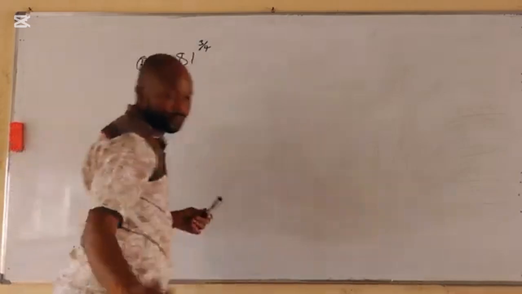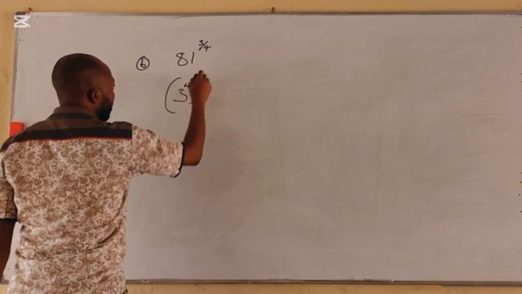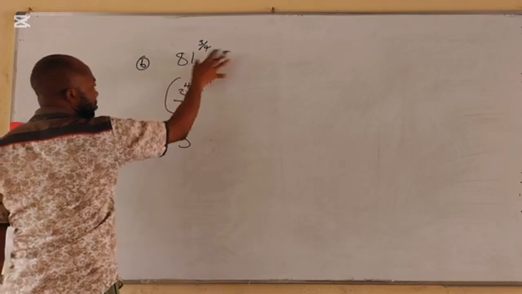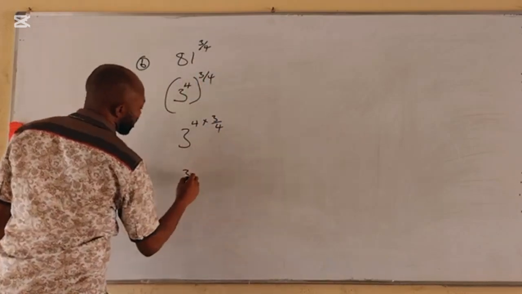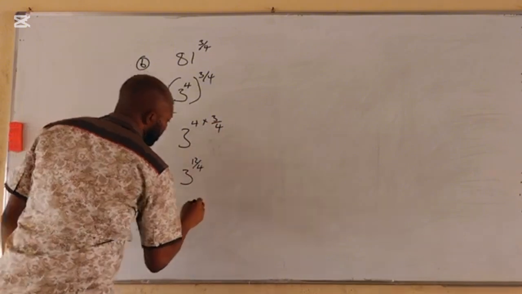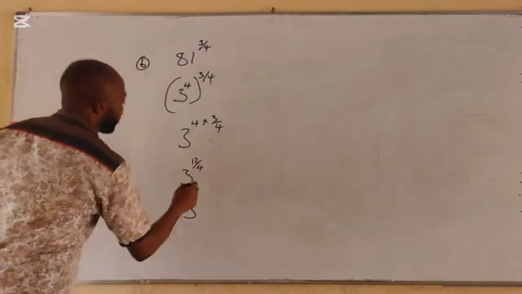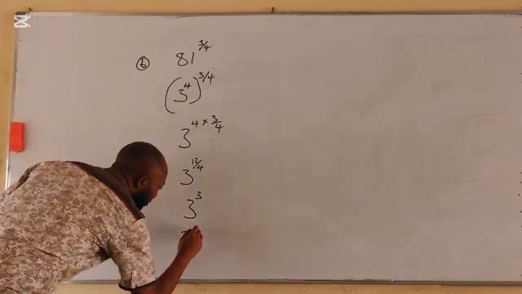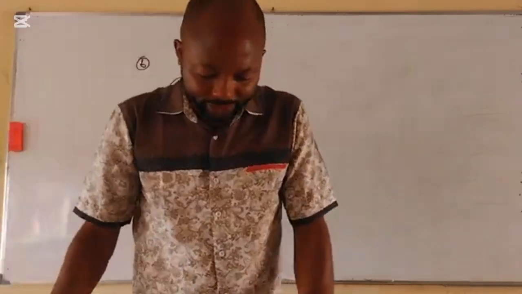So here we are. I have 3 raised to the power 4, raised to the power 3 over 4. We multiply the powers for final evaluation. 4 times 3 over 4 is 3 raised to the power 12 over 4. 12 divided by 4 is 3. Now 3 raised to the power 3 is 27. That is our answer.